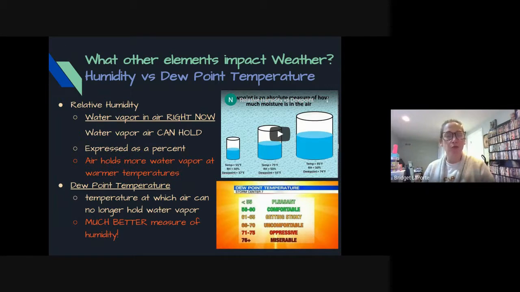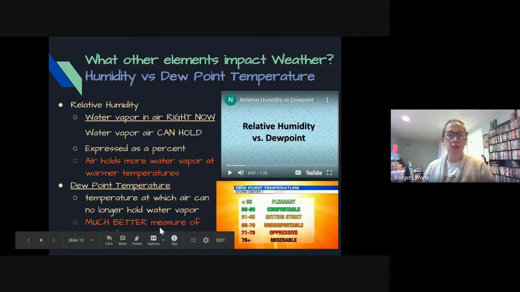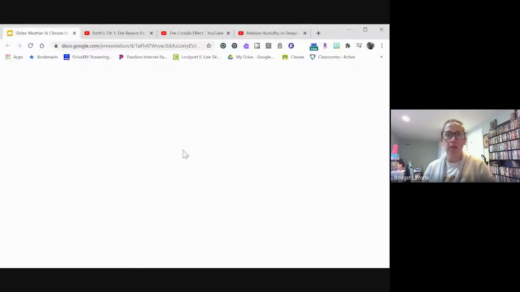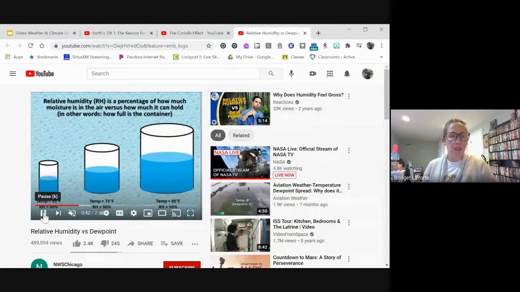So what we tend to use instead, to be more accurate about humidity, is something called dew point, or the dew point temperature. And basically, this is the temperature for any given temperature where that amount of air can no longer hold any more water vapor. And it's when we start to see frost or dew show up on our plants or on our grass. And so this is a much better method to determine and identify humidity.